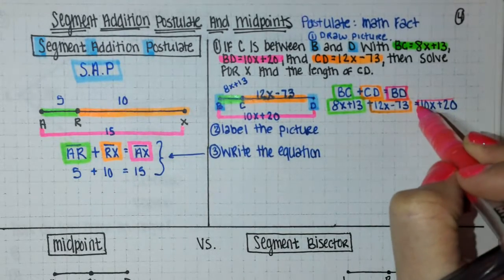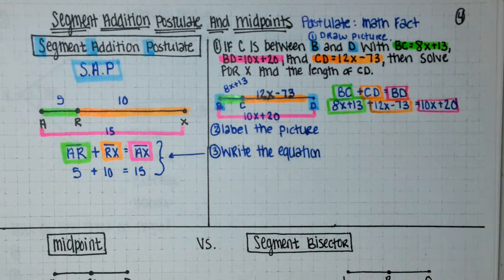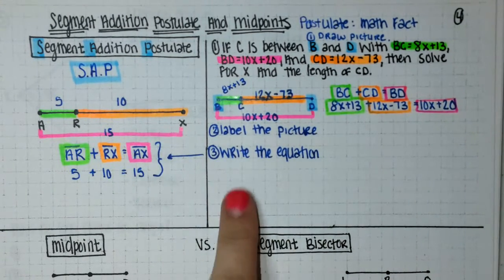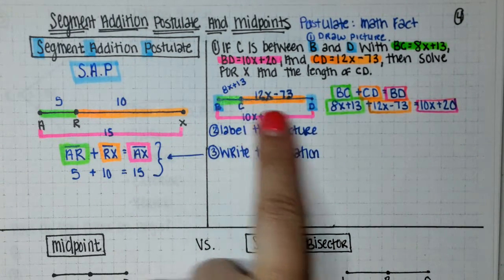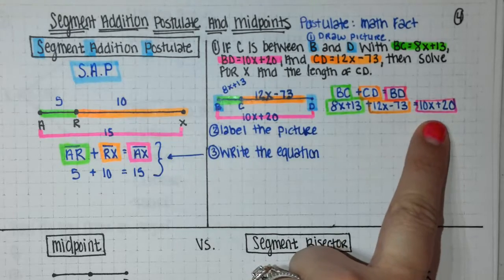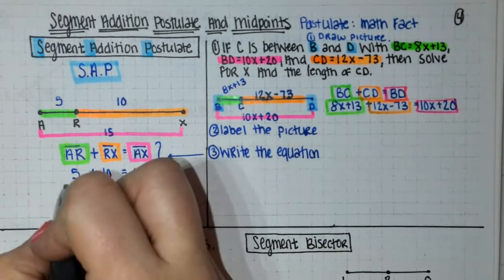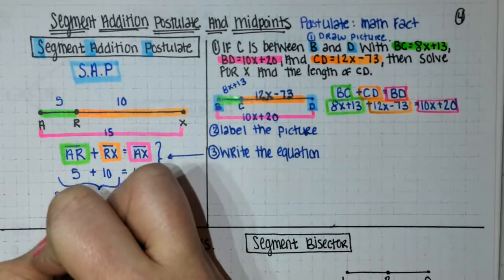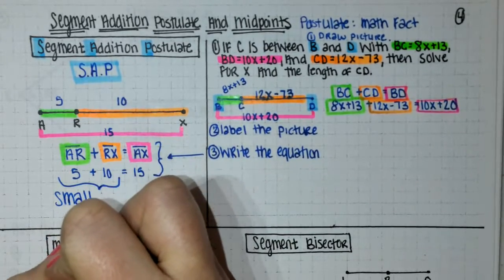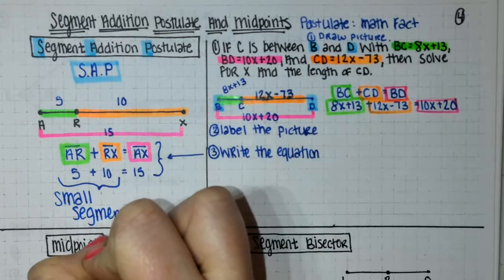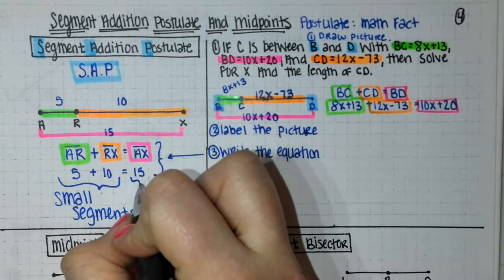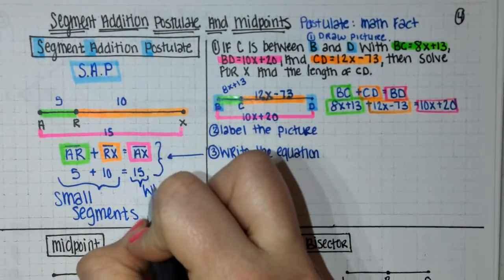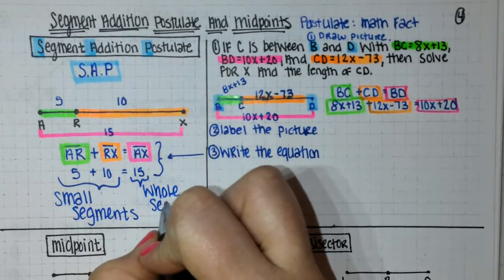So always remember when you're doing segment addition, the small values go on the left. These are the two smaller pieces. The whole segment goes over here. So if we need to add that over here, these two pieces, those are the small segments, the little chunks. Over here, this is the whole segment, meaning the whole entire length.